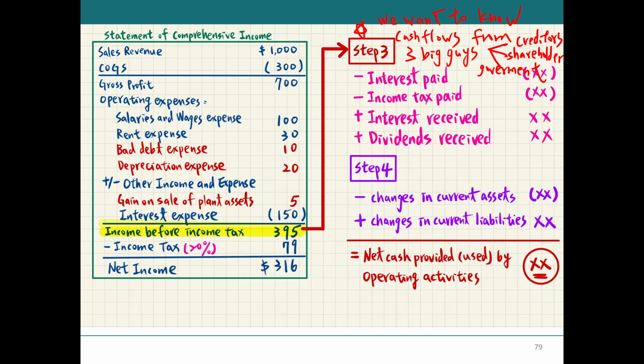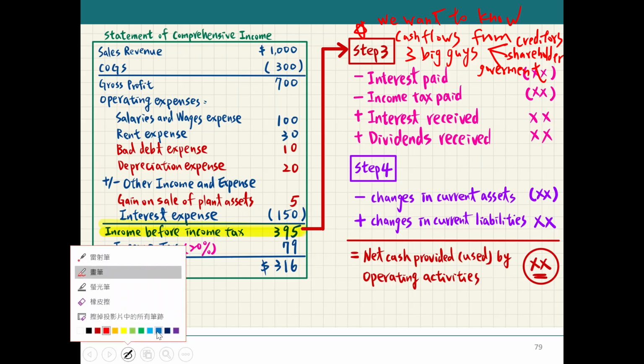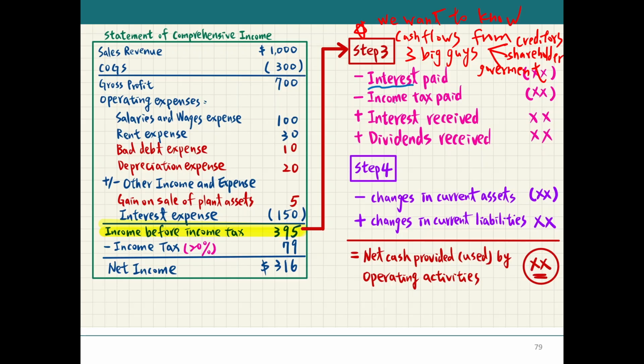So that's why, from step 3, did you find out? You can find out the interest we pay, tax we paid, interest, dividends, okay? So from interest, dividends, tax, we want to know the cash flows. So we have step 2 and step 3 because we want to know the information from step 3, okay? Any questions?